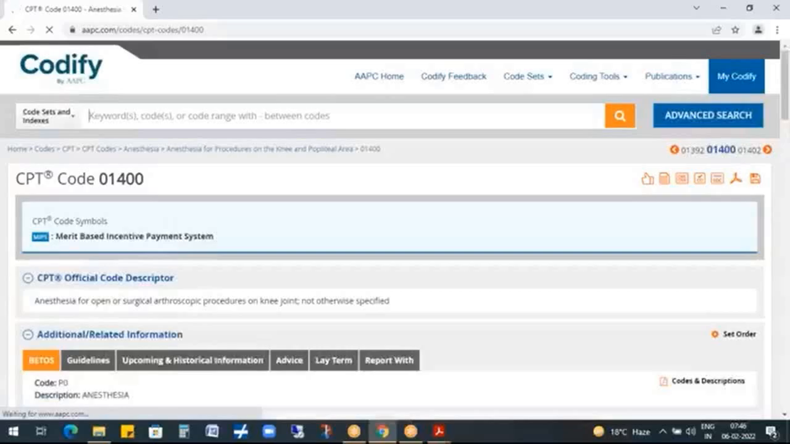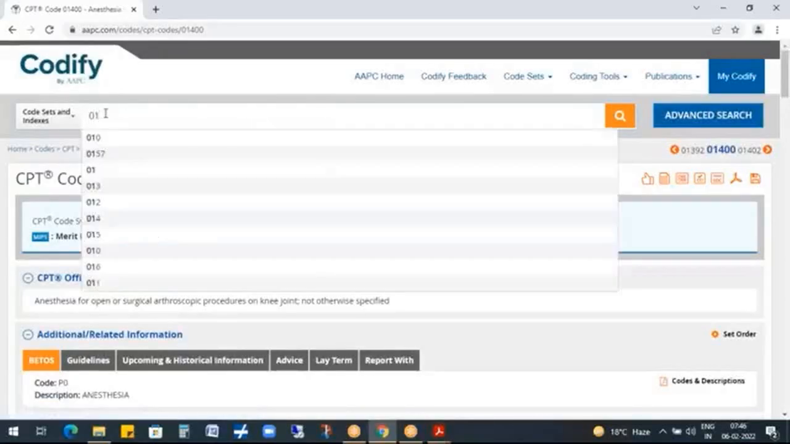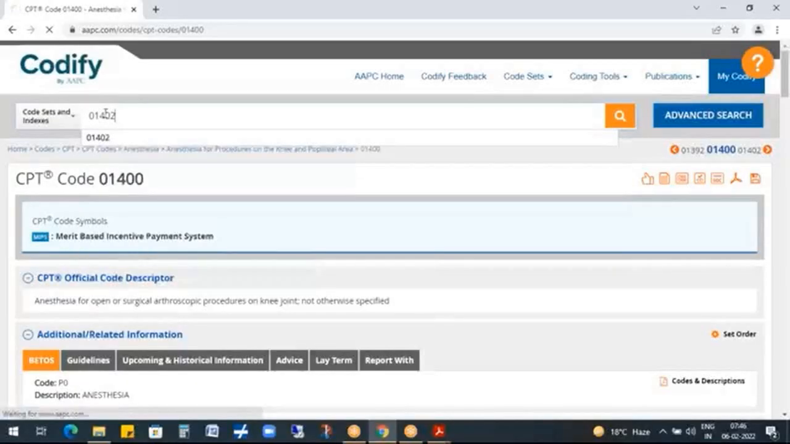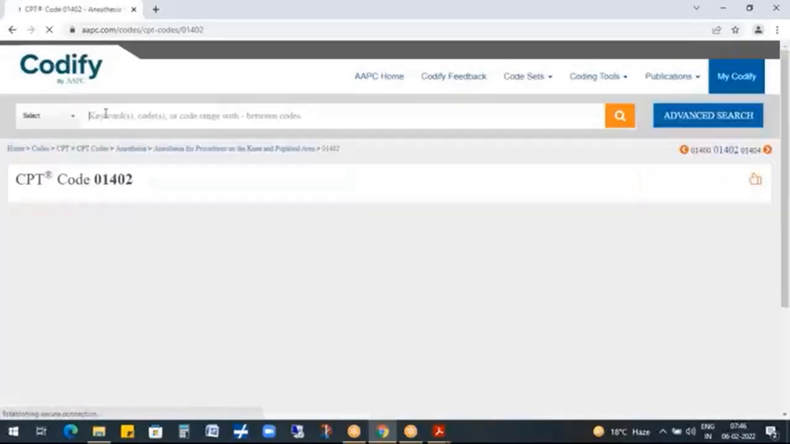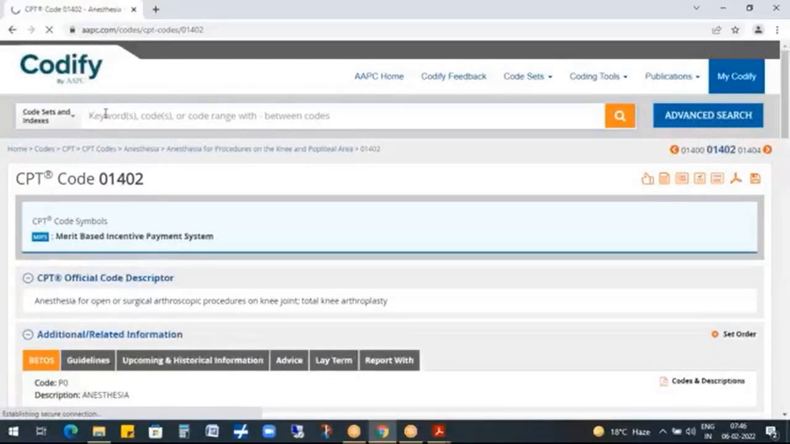Anesthesia for surgical operation on knee joint not otherwise specified. What is your answer? 01402. This code is used for TKA, not for ACL procedures. Total knee arthroplasty. Yes, sir.